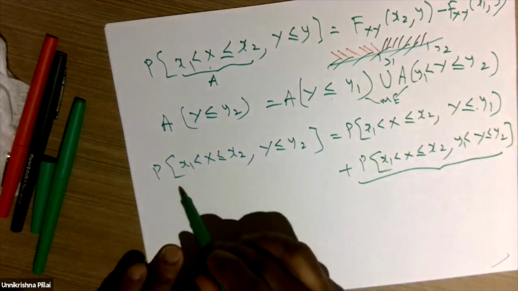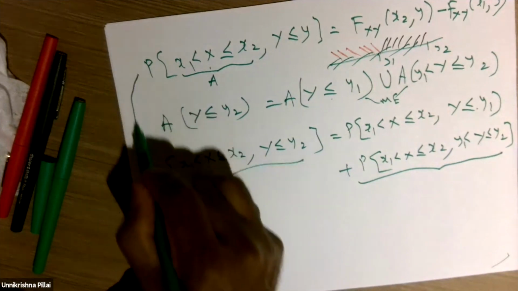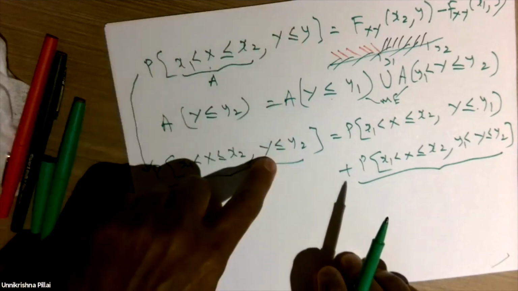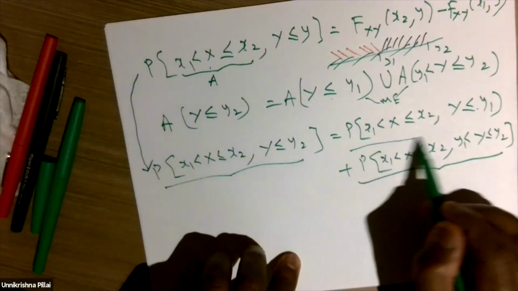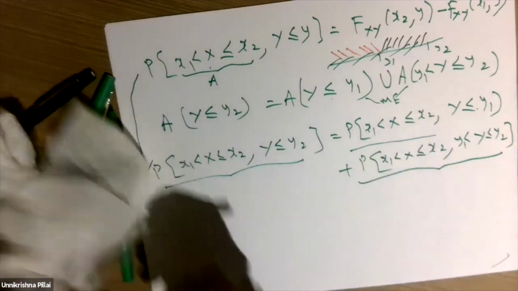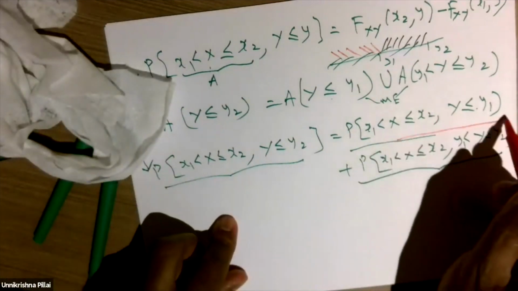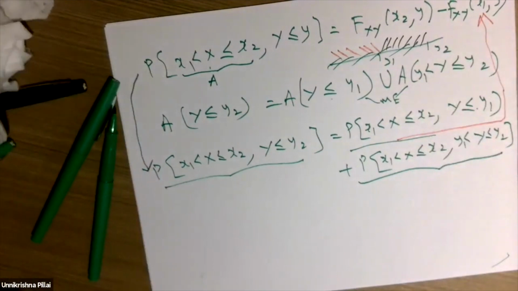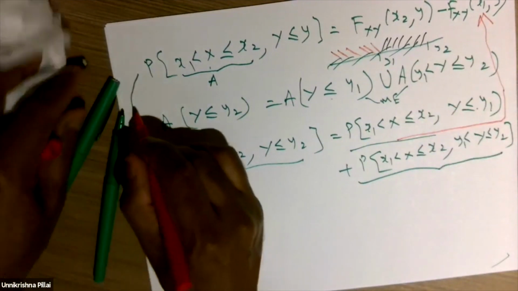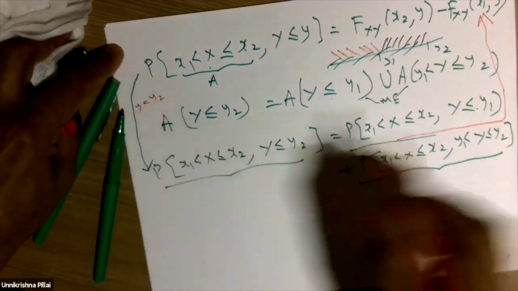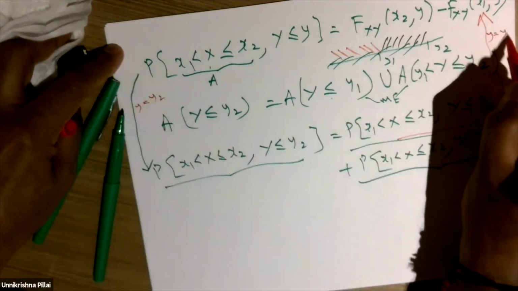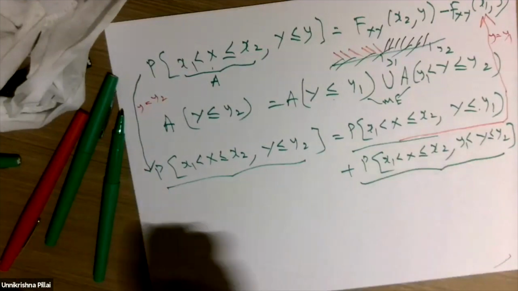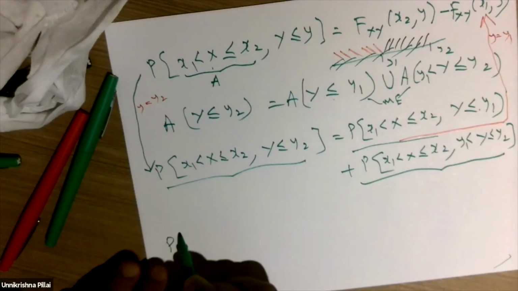Remember, for each of these, I can plug in this expression. Look at that expression. That's this. You replace y by y2. For this expression, same thing. For this expression, the same expression, you replace y by y1. Here you replace y by y2, and here you replace y by y1. So you'll get four terms, and we can compute this expression. So this is a useful identity.